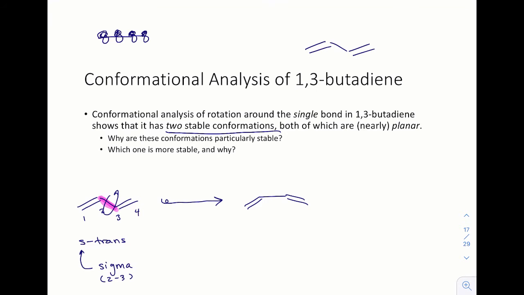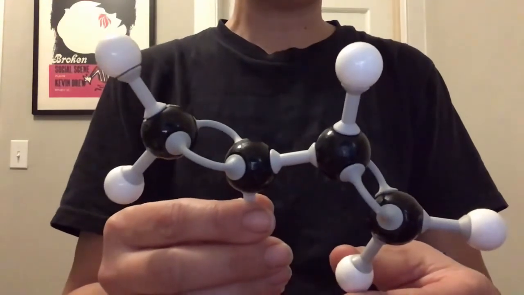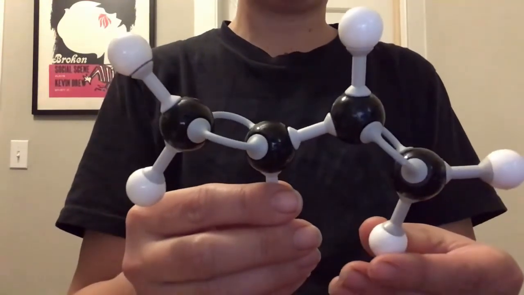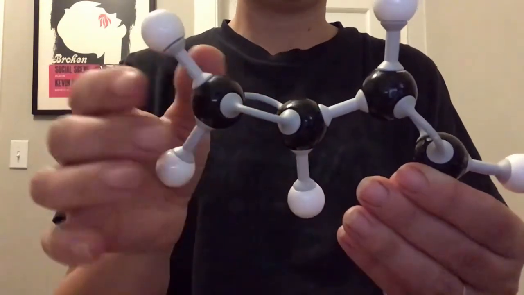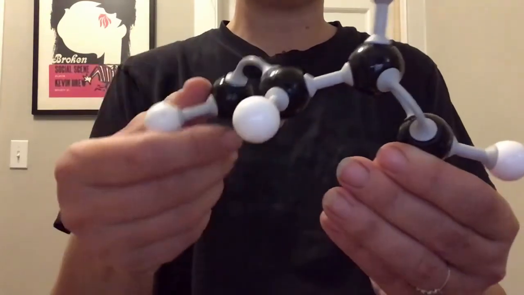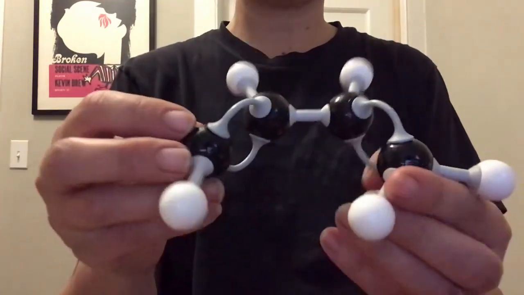The conformation on the right is called the s-cis conformation. Usually cis and trans refer to conformations around an alkene, around a double bond, but here cis and trans is referring to conformation around the sigma, the s, right, sigma 2,3 carbon bond. This model represents the s-trans conformation of the diene. Rotation around this central 2,3 bond converts the s-trans to the s-cis conformation.